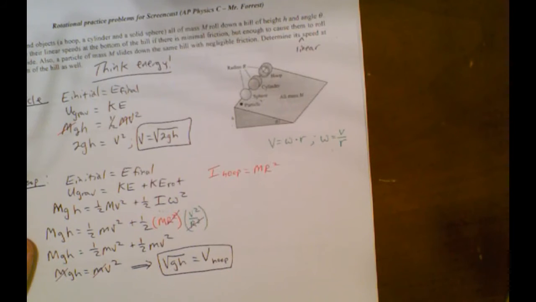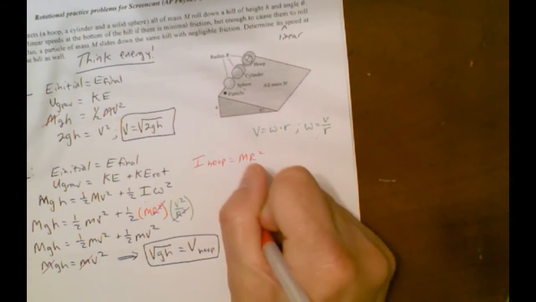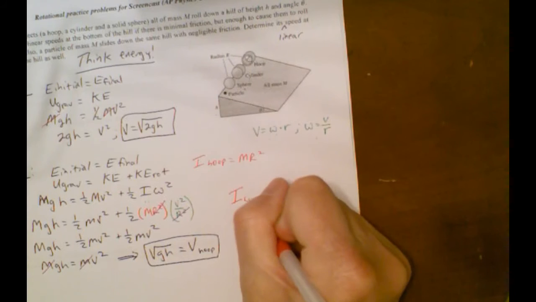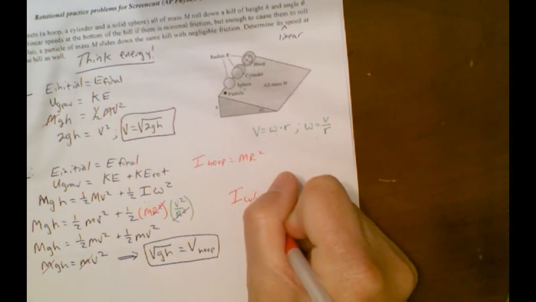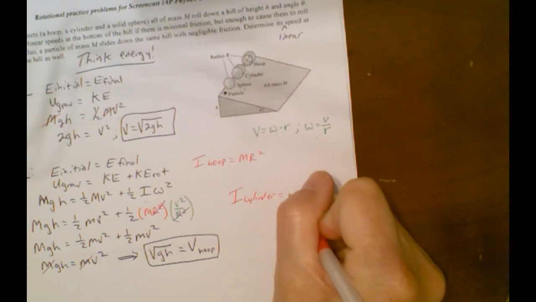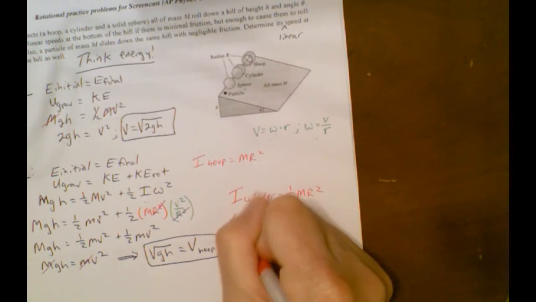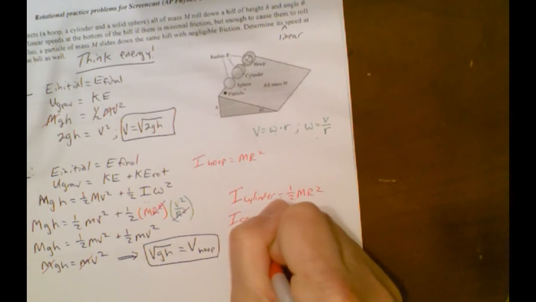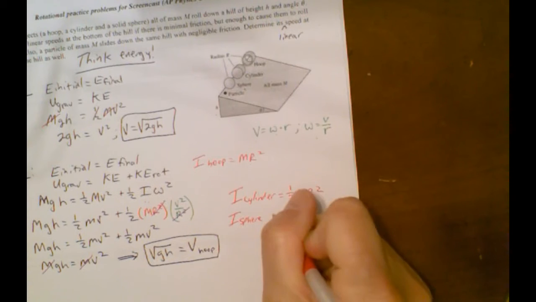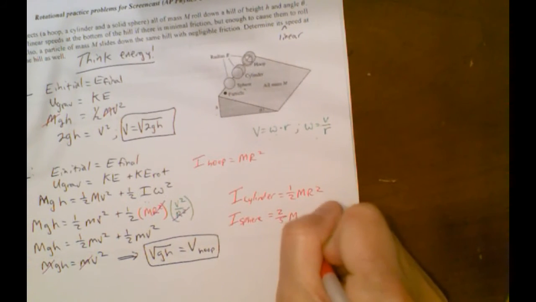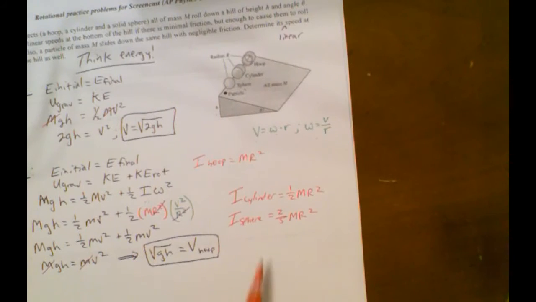I wish I had different colors than these, but this is what I've got right now. So I'm going to put these over here, and I'm going to say I cylinder is equal to 1/2 or 0.5 mr squared. I sphere for a solid sphere is 2/5 mr squared. And all I've got to do is substitute those in for this. So that's kind of what I'm going to do down here.